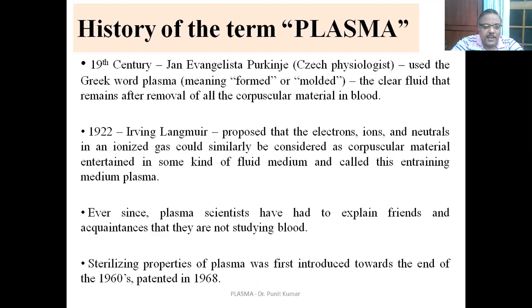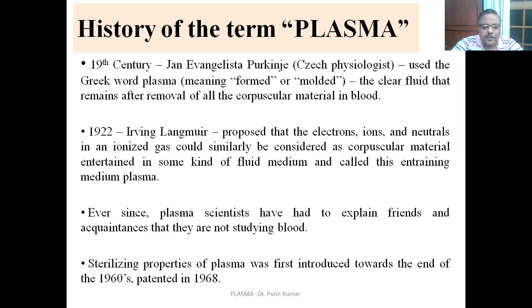On the other hand, in 1922, Langmuir proposed that the electrons, ions, and neutrals of which an ionized gas is composed should be termed plasma. Now, we have a very difficult situation, because if you talk of plasma to a biologist or a doctor, they will certainly think of blood plasma, but you have to explain that we are not talking of blood plasma, we are talking of gaseous plasma.